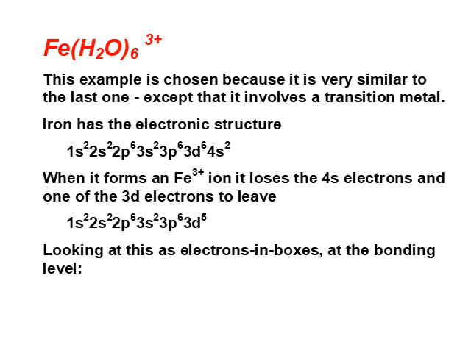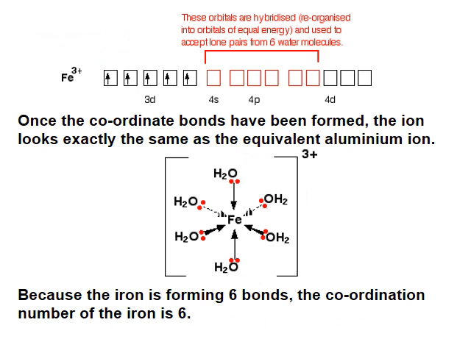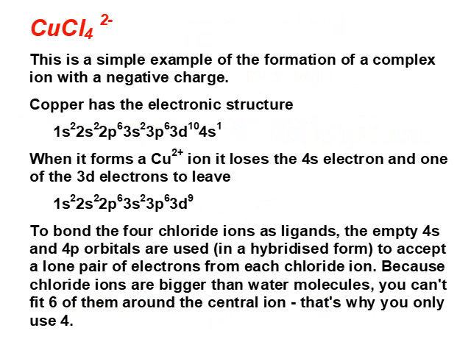Here is an example of iron. It is also forming a complex ion with water. Now we can see the structure. Looking at this, the electrons in the boxes are at the bonding level. Now we can see that water has donated lone pairs into the 3d, 4s and 4p orbitals. This is the geometry of the complex.